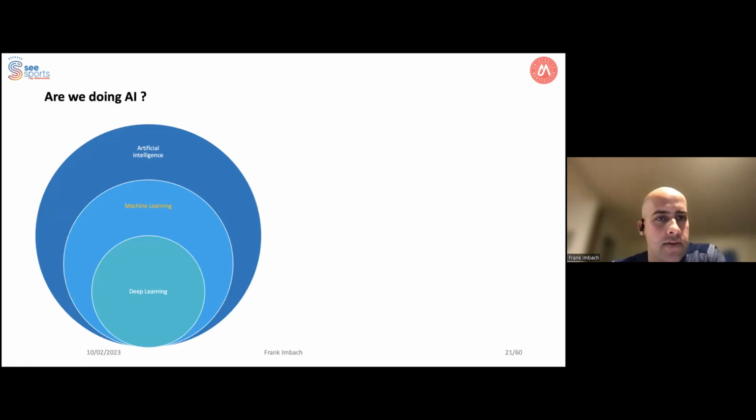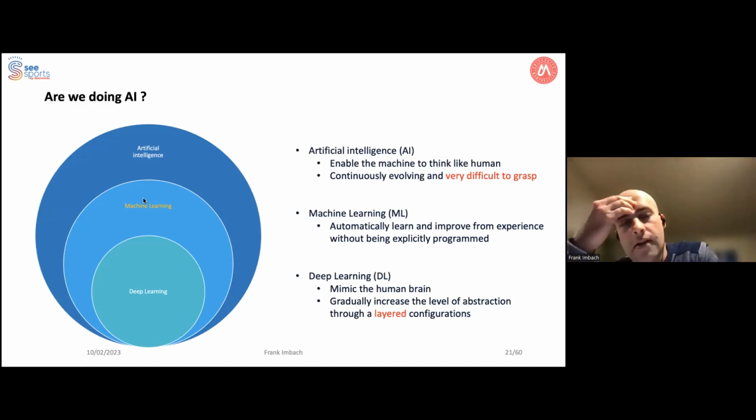I will close the introduction with the last slide about this question: are we doing artificial intelligence? So artificial intelligence could be defined this way, or we could say that it enables the machine to think like a human, and is continuously evolving and very difficult to grasp. Machine learning, which is a part of artificial intelligence, refers to automatically learning and improving from experience without being explicitly programmed. And deep learning, which is a part of machine learning, is about mimicking the human brain and gradually increasing the level of abstraction through a layered configuration.